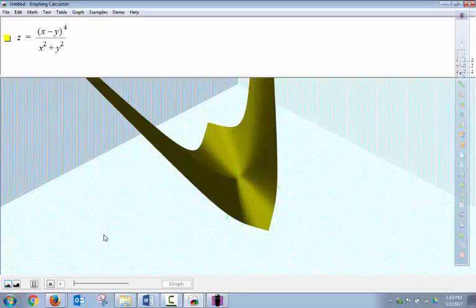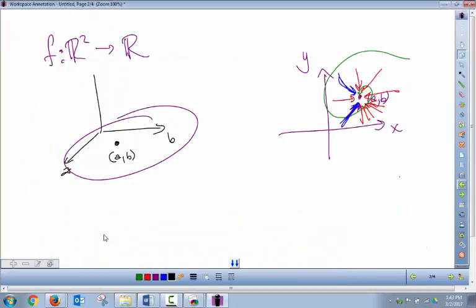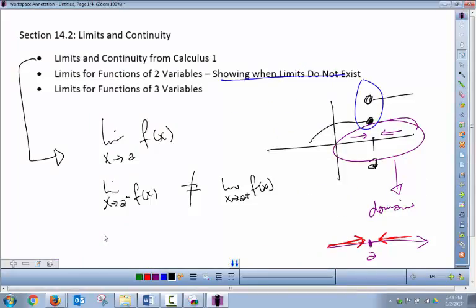So the other bullet point in my agenda is looking at limits for 3-dimensional functions. And I don't know if I want to do that. It's kind of complicated. Yeah, just think about it over the weekend.